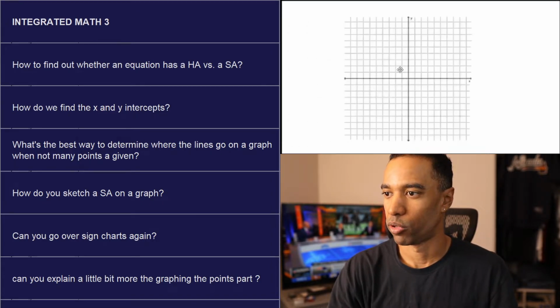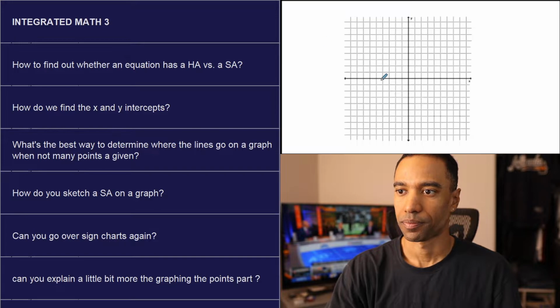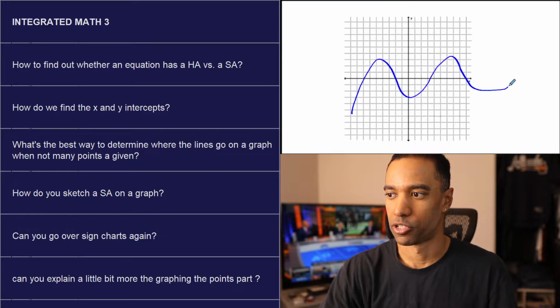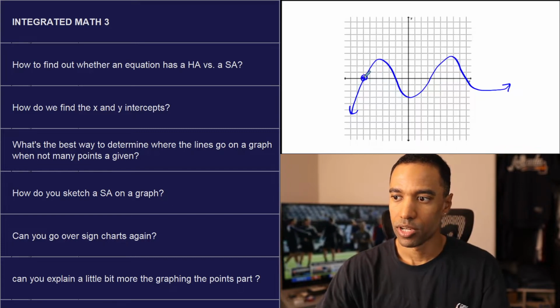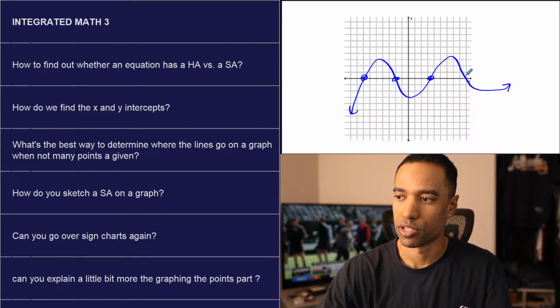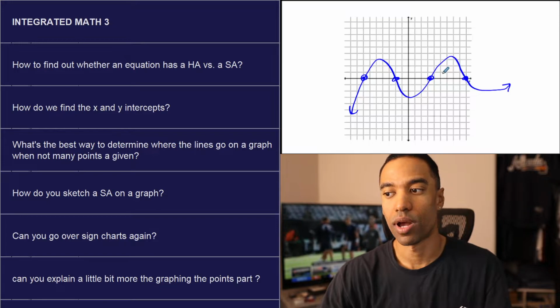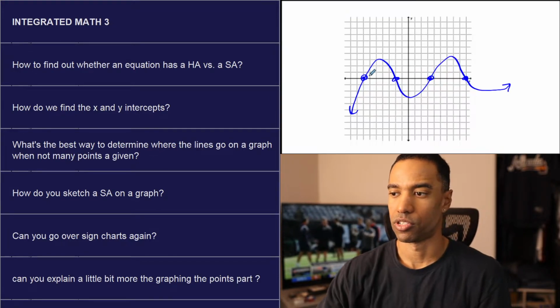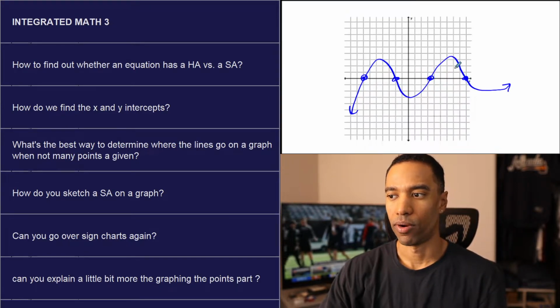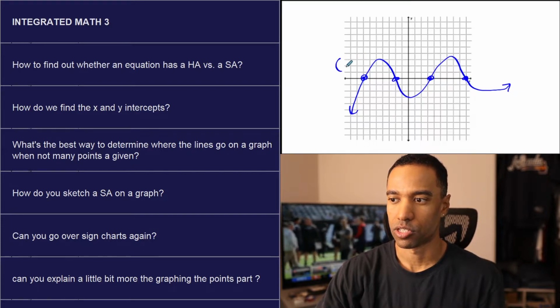I can pull a graph into here. Okay, I have some graph right here. It's not rational. It's more of a polynomial, right? And we've done these. Here's an x-intercept, here's an x-intercept, here's an x-intercept, here's an x-intercept. Anytime you cross the x-axis, you have an x-intercept right there. Now, what are these points?